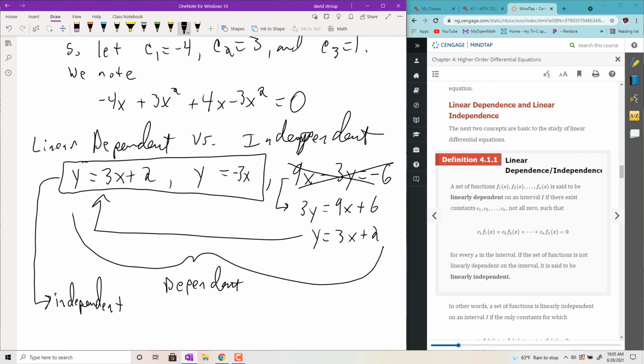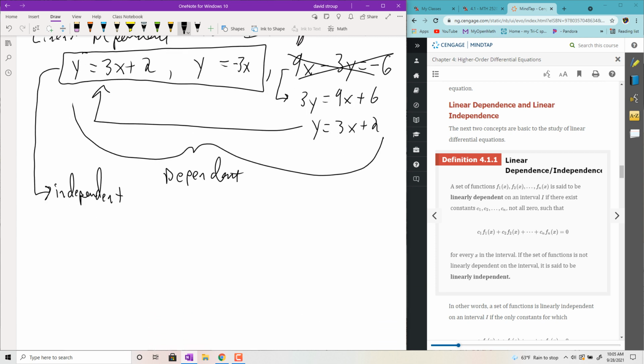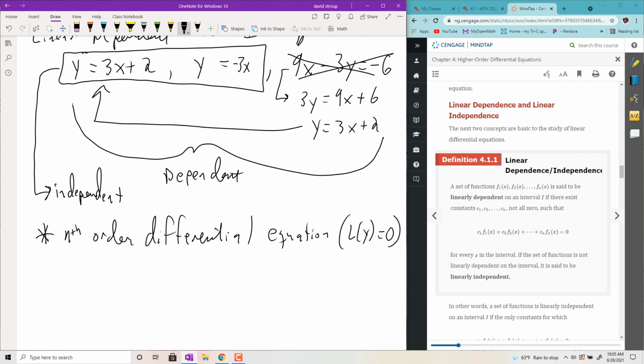Okay. One point to make: the general solution of an nth order differential equation is going to have n functions in it. Okay, so one small point I think I missed in my exploration here is that the nth order differential equation that we've been dealing with, these homogeneous, L of y equals 0, has n functions in its general solution.